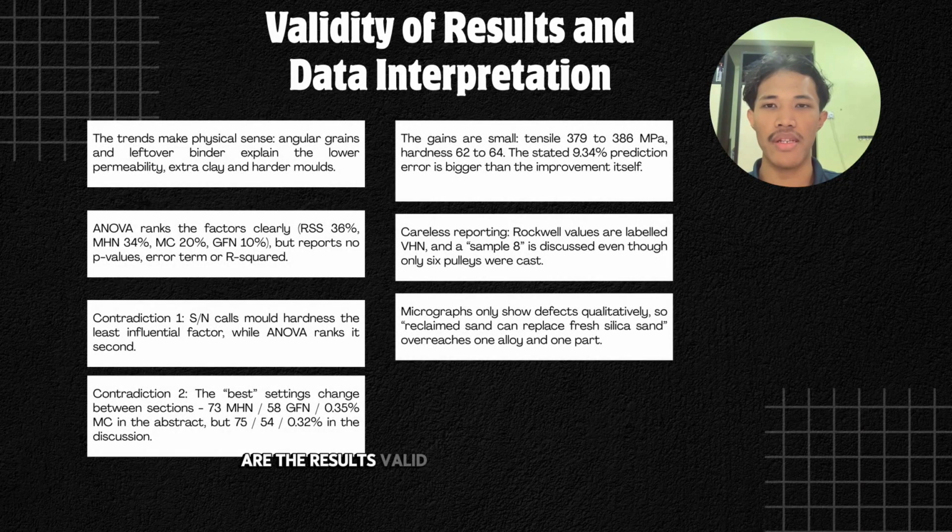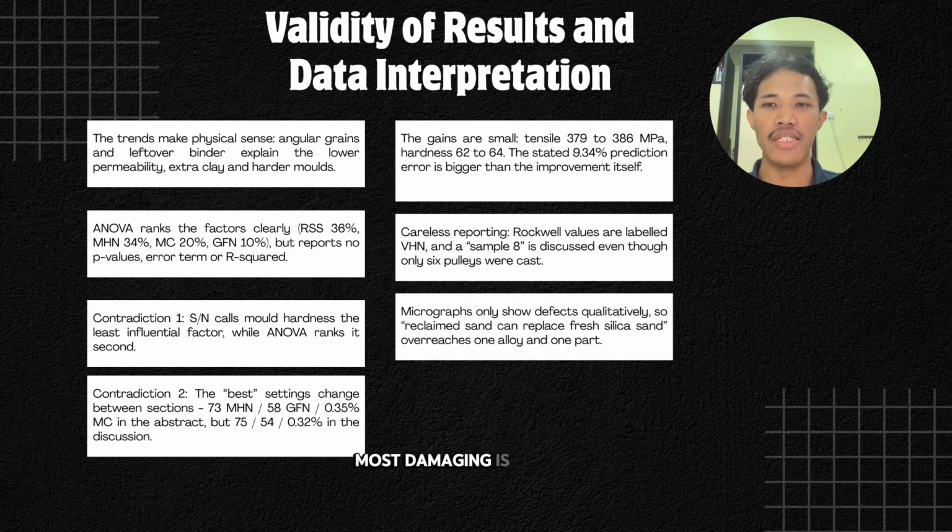Are the results valid? The physical trends are. Angular grain and residual binder do explain the lower permeability and harder mold, and the ANOVA quantifies each factor cleanly. The interpretation is where it breaks down. The S/N table ranks mold hardness last. The ANOVA ranks it second. Both cannot be true. The abstract and discussion also give different optimum settings.